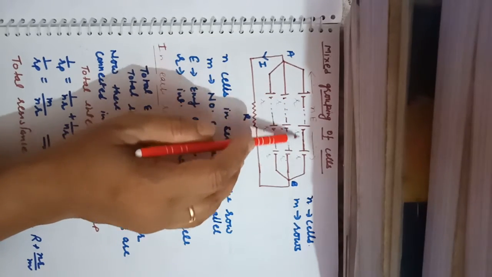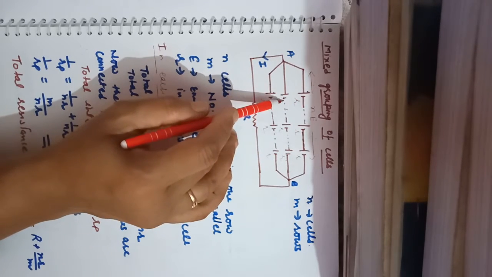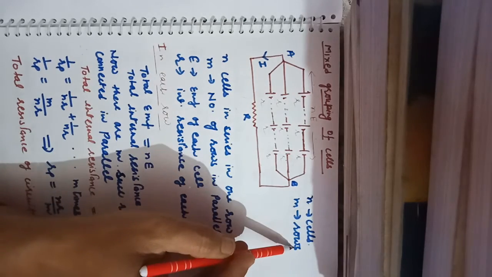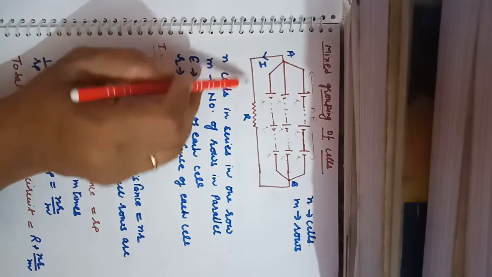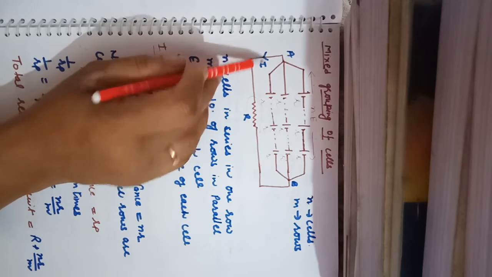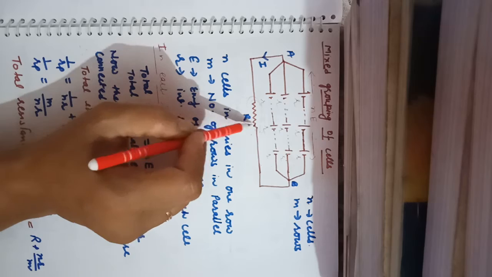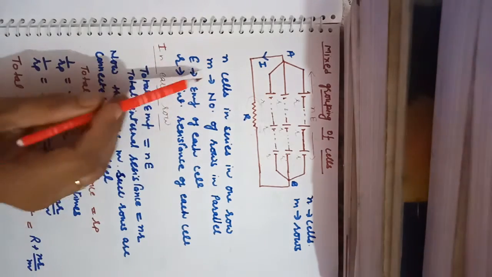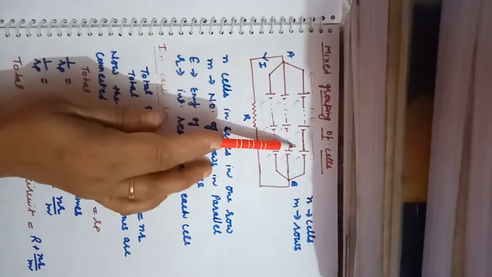So this is a series combination of the cells, and the series combinations are connected in parallel in m rows. This entire combination is connected to one external resistance, capital R. So the total current I is flowing in capital R. Now we have to see in which condition I is maximum in capital R, as we have done in the previous cases. So n cells in series in one row I have connected.